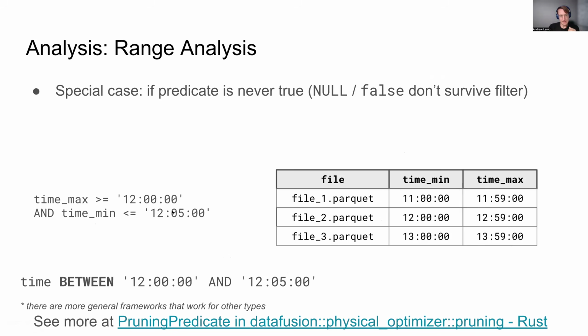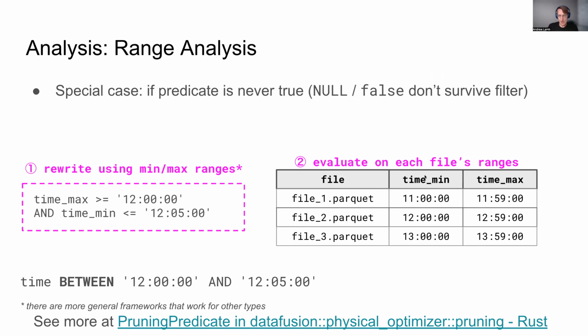So basically, it's going to rewrite this predicate into an expression in terms of the minimum and maximum values on the columns, and then it's going to evaluate this thing with the DataFusion expression evaluator, which is very fast, and will quickly tell you whether this thing's true or not. Basically, if this expression is not true, it means you can't possibly evaluate the file.